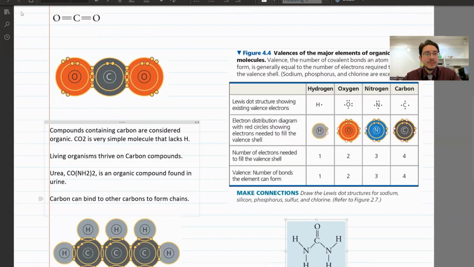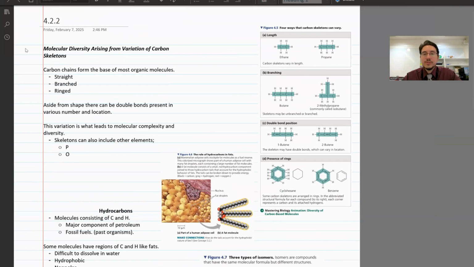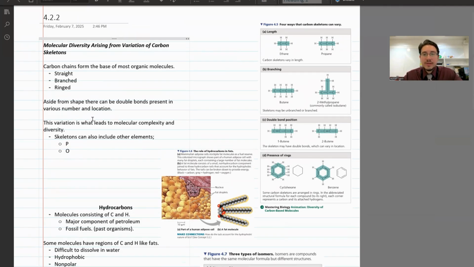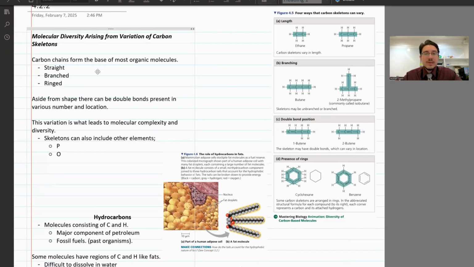Okay, let's move on to the next section here. All right, 4.2.2. Molecular diversity arises from variation of carbon skeletons. So going a little bit deeper into that 3D structural formula of carbon and the skeletons it can create. So, carbon chains form a base of most organic molecules. And this carbon chain, this carbon skeleton, can have different forms. You can have straight, branched, or even ringed structures.